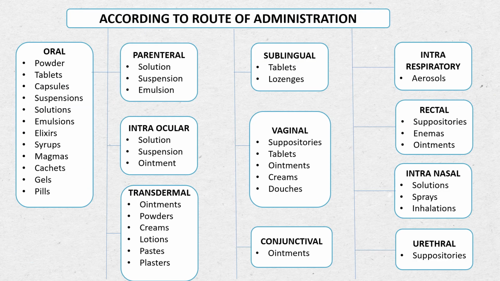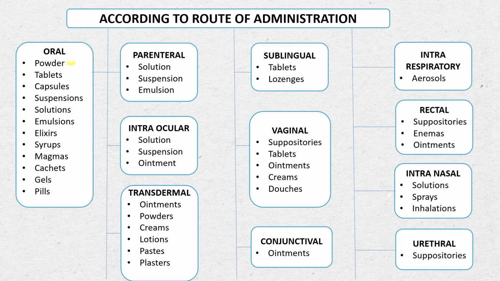Now we'll see classification of dosage form according to route of administration, that consists of various categories. First we'll discuss oral. Oral dosage form refers to pharmaceutical formulations that are taken by mouth in a powder formulation, tablet, capsule, suspension, solutions, emulsion, elixirs, syrups, magmas, sachets, gel and pills form. Next is parenteral route, that consists of solution, suspensions and emulsions.